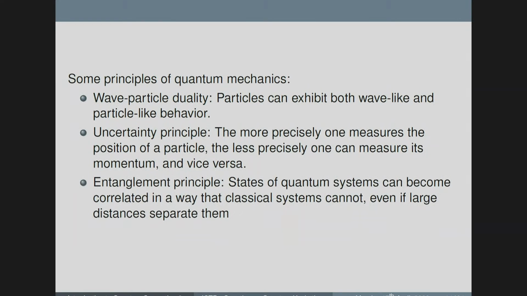Then there are different principles that experiments have shown quantum mechanics follows. You've heard about wave-particle duality, for example. Particles exhibit both wave-like and particle-like features depending on what you do. Then there's the uncertainty principle: if you know momentum very well, you don't know the position well, and vice versa. That's one of the limiting factors of quantum mechanics.